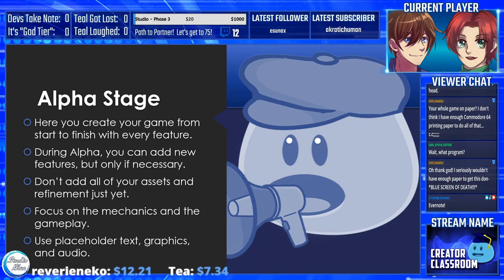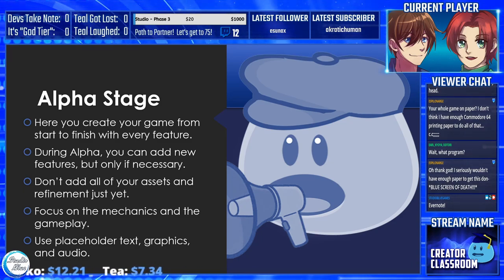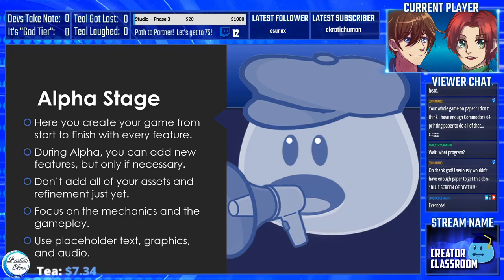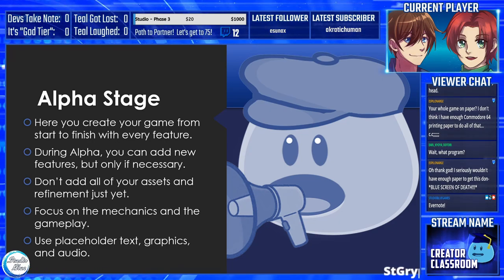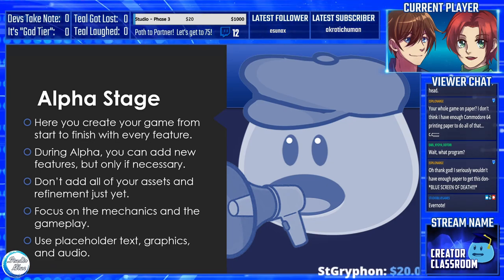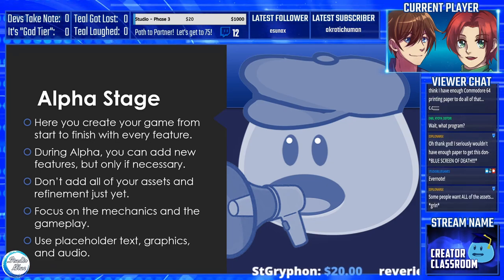Focus on the mechanics and the gameplay. You can add the story elements later. You should absolutely use placeholder texts, graphics, and audio. Absolutely.